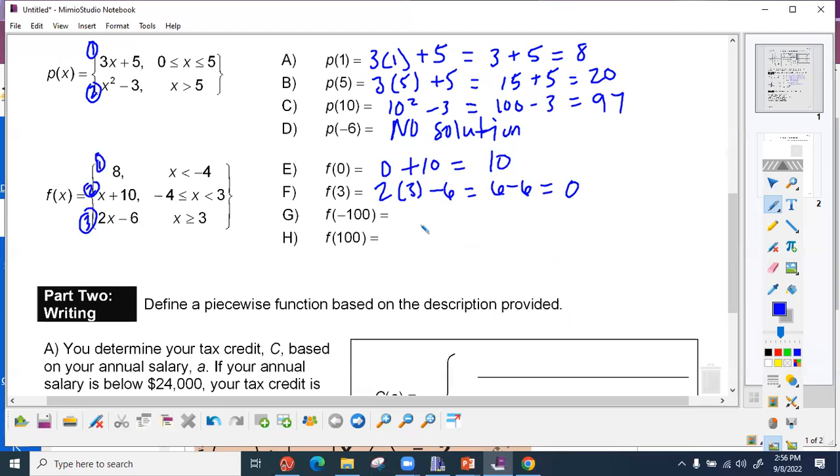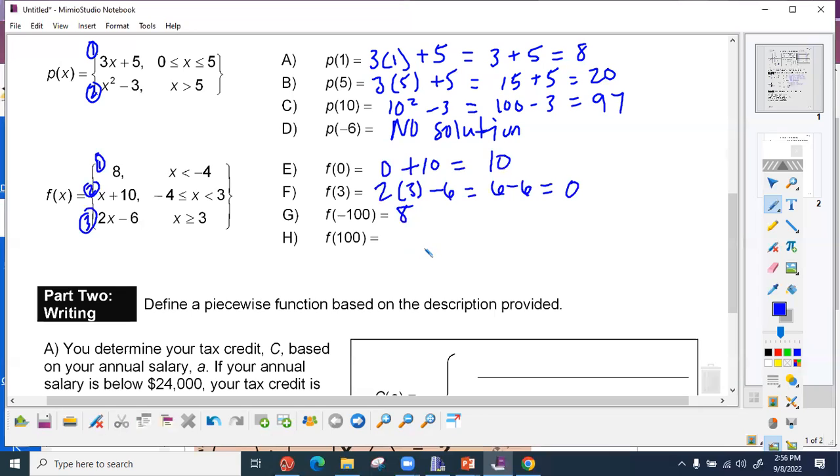You should have used 1, right? So it's just 8, right? Because that just means that from -4 and on, I just have a horizontal line going through 8. Does that make sense? All right.